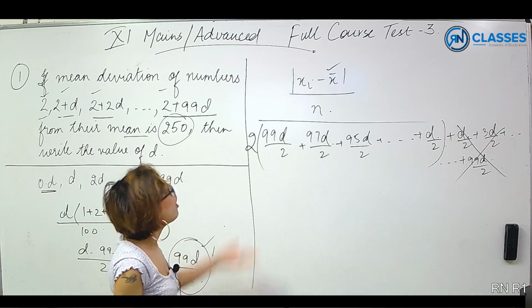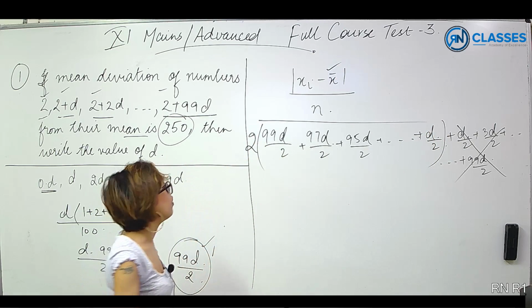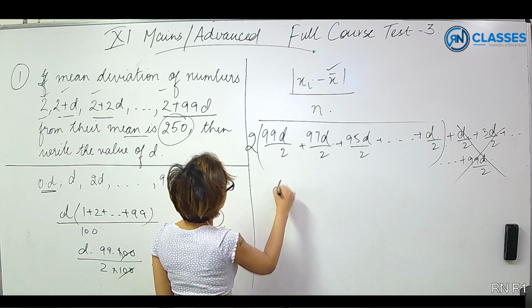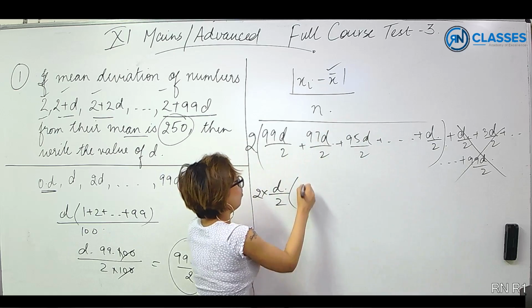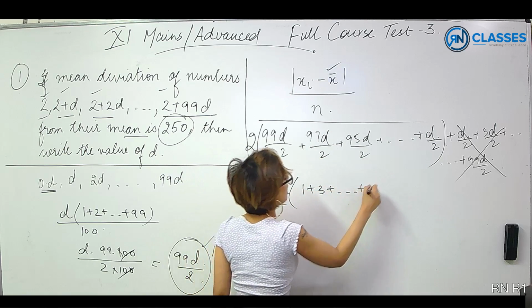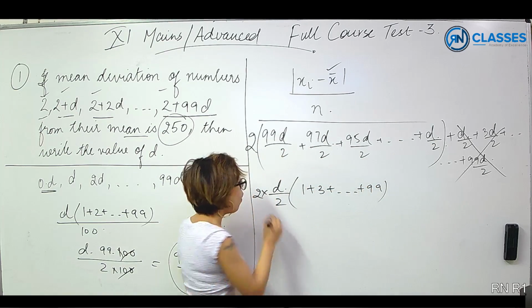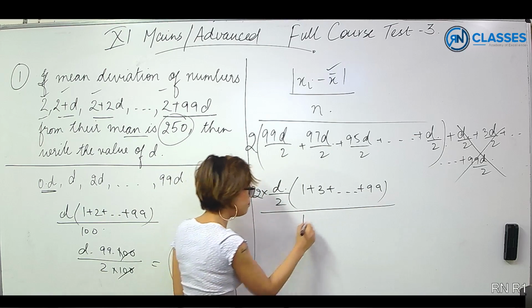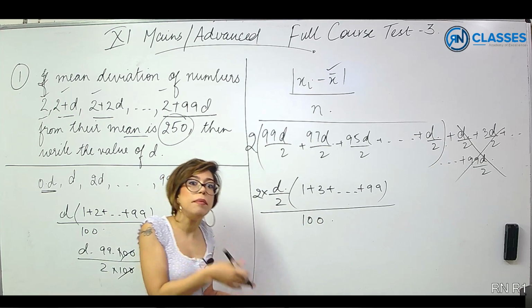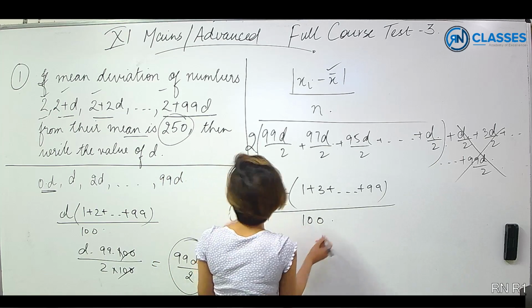Mean deviations. Obviously, I will divide by the number of observations. Don't worry about that. So I can take d by 2 common, and 2 is already here. Then I have, if I write it like that, 1 plus 3 plus so on plus 99, whole divided by the number of observations, which is obviously 100 in number. 100 observations, so 100 mean deviation is equal to 250.